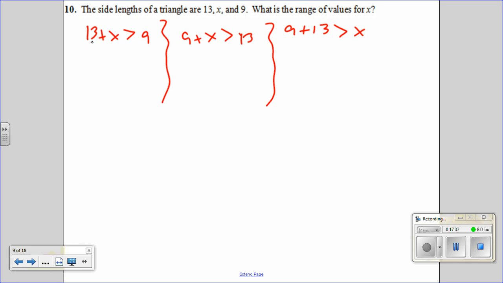So if I subtract 13 from the first one, that would give me x is greater than negative 4. If I subtract 9 from the second one, that would give me x is greater than 4. And if I add up 9 with 13, I would get 22 is greater than x, or x is less than 22. So that means x has to be greater than 4, but less than 22.